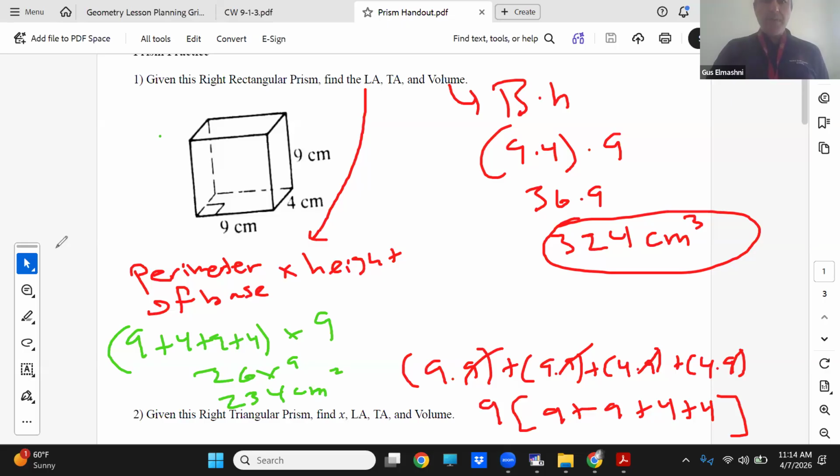Lastly, for this one, the total area is a top and bottom plus lateral area. So it's 2B plus LA, because now you're incorporating the top and bottom faces. Well, that's going to be 2 times 9 times 4 plus 234. So 36 times 2 plus 234. 72 plus 234. You should get 306 square centimeters.